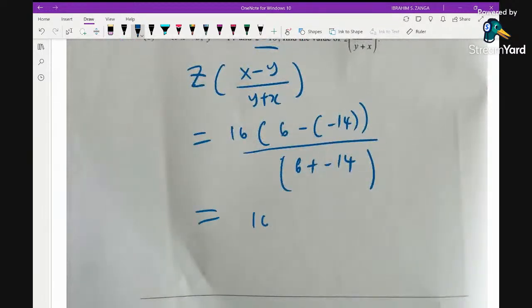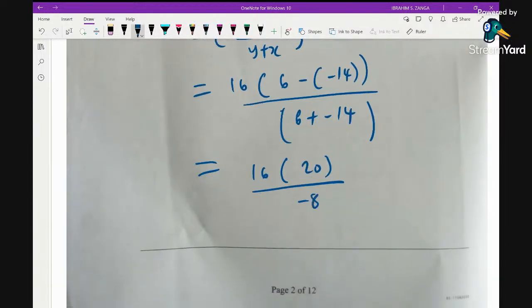This is equal to 16 in the brackets. It is 6 plus 4, which is 10, divided by 6 minus 4, which is 2. When you simplify, the answer is going to be 80.